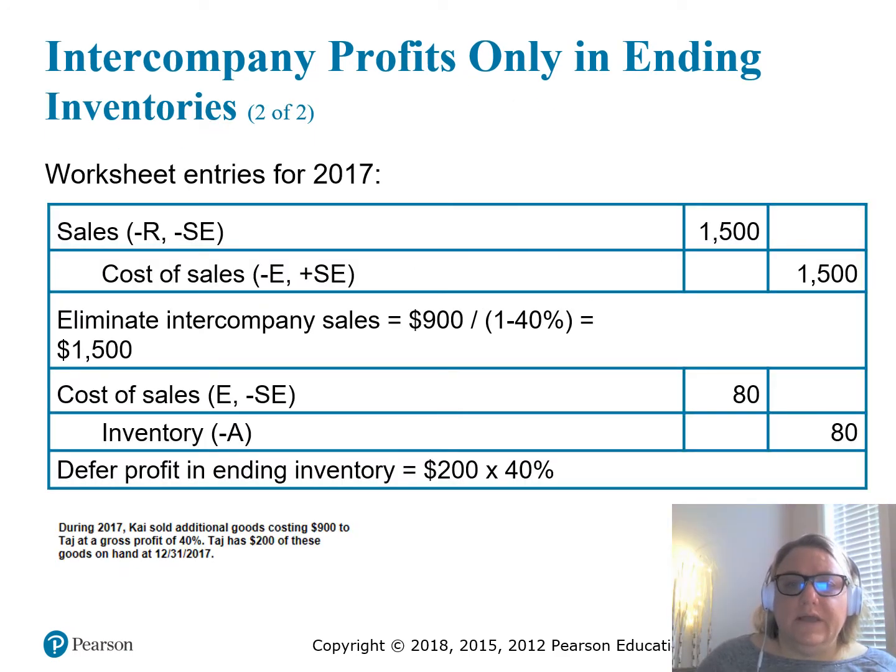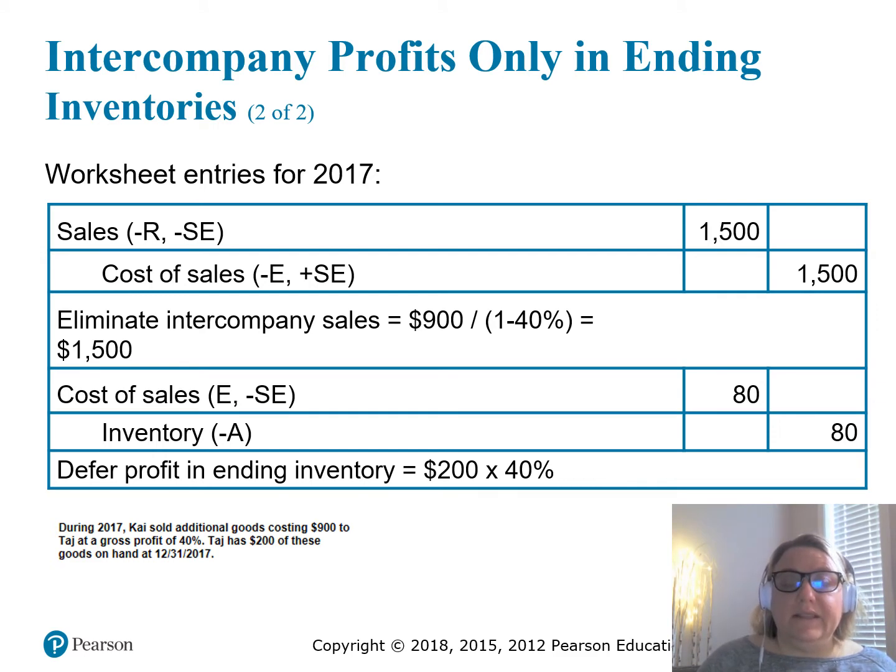Okay, so let's go ahead and look at the journal entry for this. The first thing we have to do is eliminate the intercompany sale between the two of them. So it's going to be a debit to sales and a credit to cost of sales for 1,500, which is the 900 divided by 1 minus 40%, or 0.6.